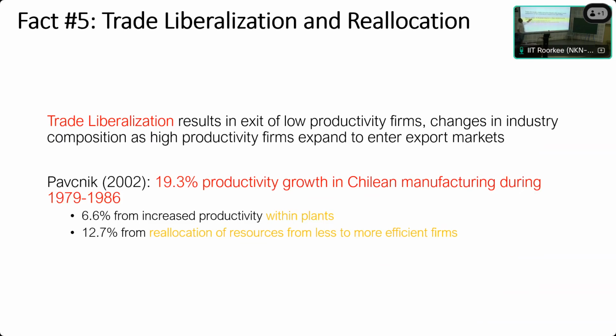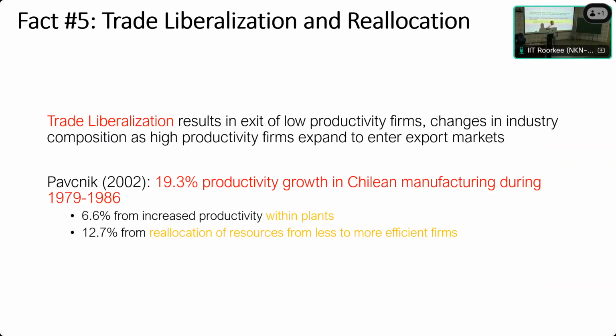One of the seminal papers, if you have a chance, read by Nina Pavcnik. Pavcnik found that 19.3% productivity growth in Chilean manufacturing happened during the trade liberalization. And we found very similar numbers for India during the 1990s trade reforms. We found also that there's a large productivity growth. 6.6% of this came from productivity within plants, and 12.7% was reallocation of resources from less to more efficient firms. So you can see the reallocation of resources is almost double the within plant improvement.